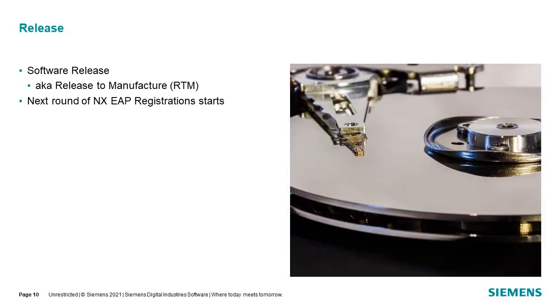The final milestone, of course, and the goal of this whole process is the software release, or what we internally call the release to manufacturing. A couple of other things in addition to the software coming out is that this is when we start the registration for the following round of EAP. So if this is not one that you want to focus on, maybe not one you're going to deploy, and you want to be looking ahead to the next one, this is when you can start getting that registration in.